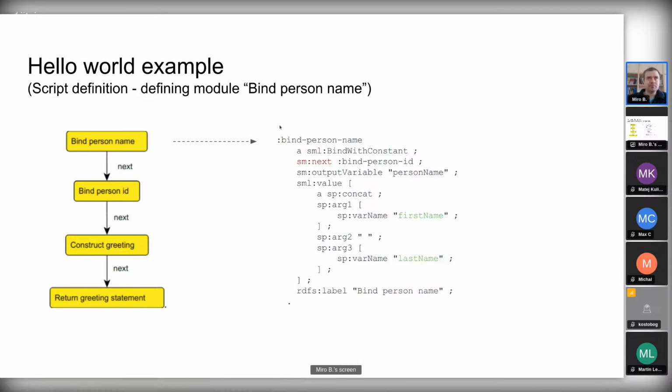So again, this is the configuration of how to execute the module. The module is called bind with constant. It has two parameters, output variable and SML value. SML value is the SPARQL expression, and output variable is the variable to which the SPARQL expression is assigned.